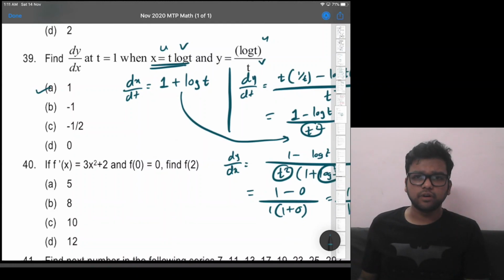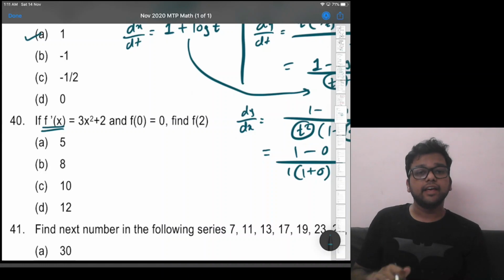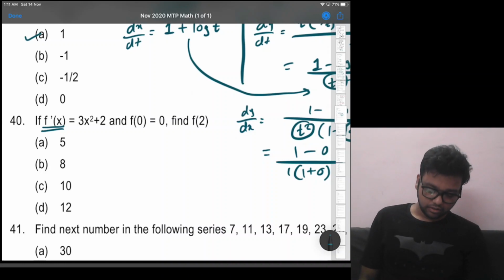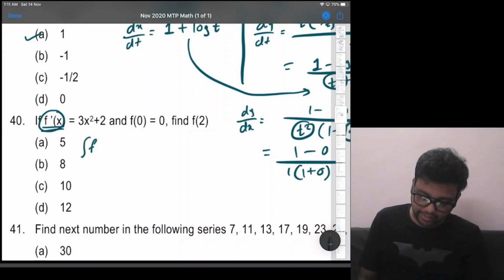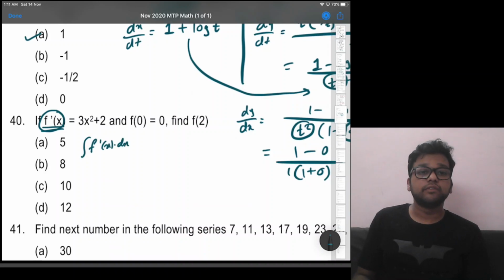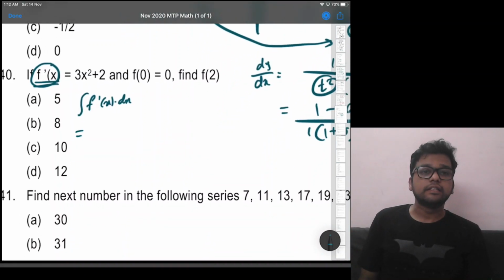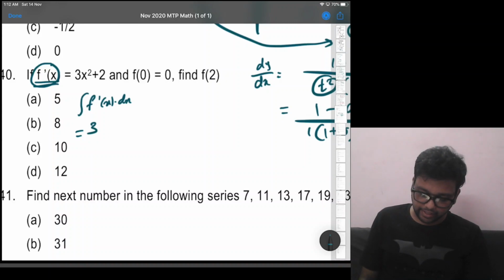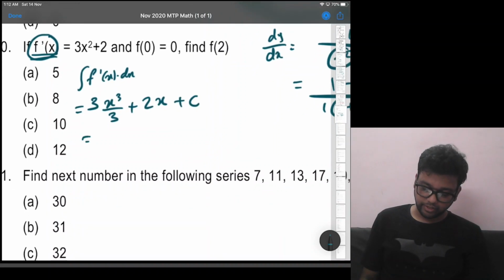Next 40, last question for this video. If f dash x is 3x square plus 2, okay, this is derivative, right? And f of 0 is 0, find f of 2. From f dash x, if we want f of x, we'll have to integrate it. So let's integrate this f dash x so that we'll get f of x. Because this is derivative, we want original function. So original function will be what? 3x square will be integrated as x cube by 3, plus 2 into x, right? Plus c. So that will be x cube plus 2x plus c.